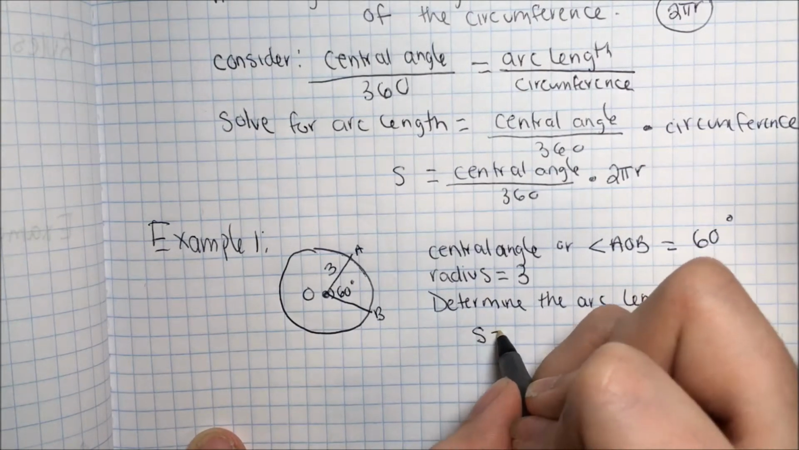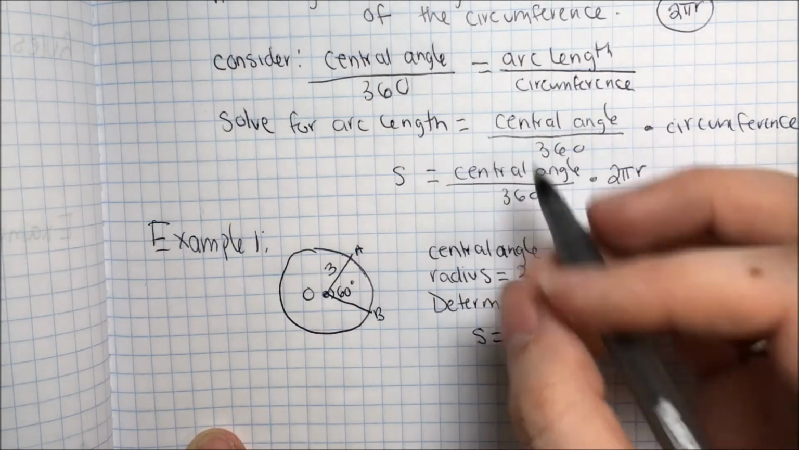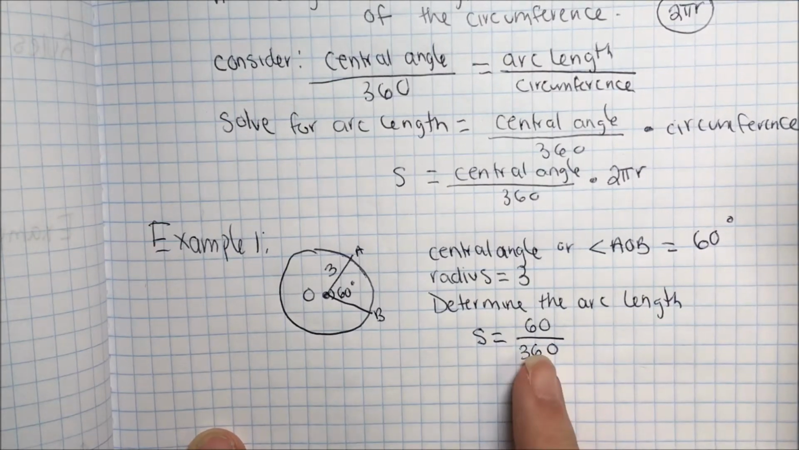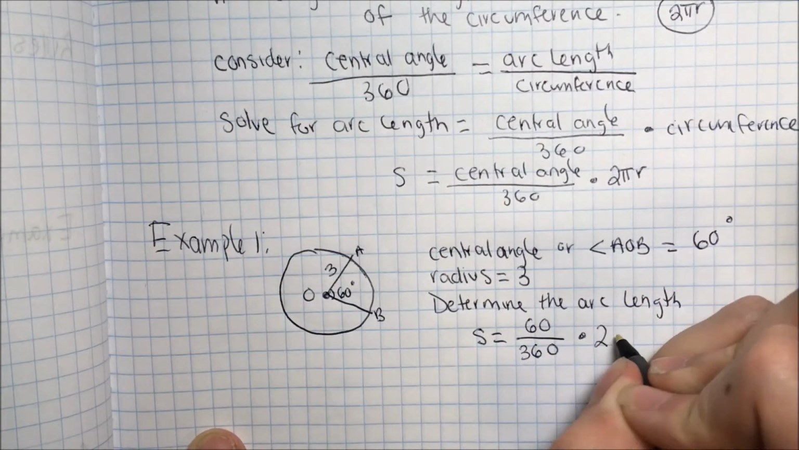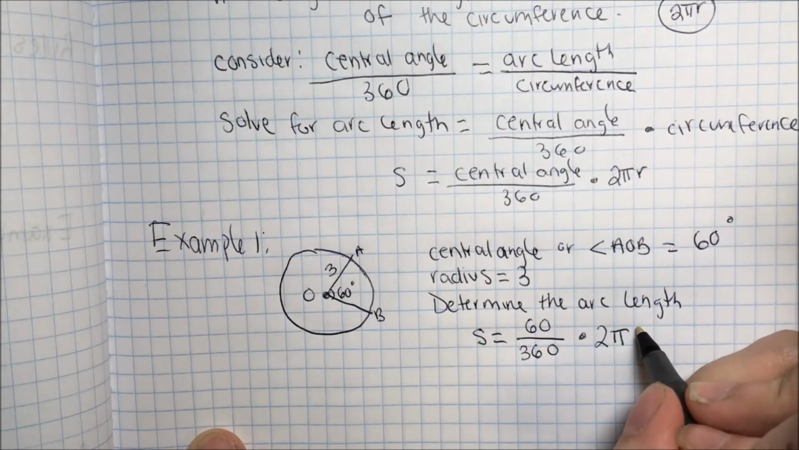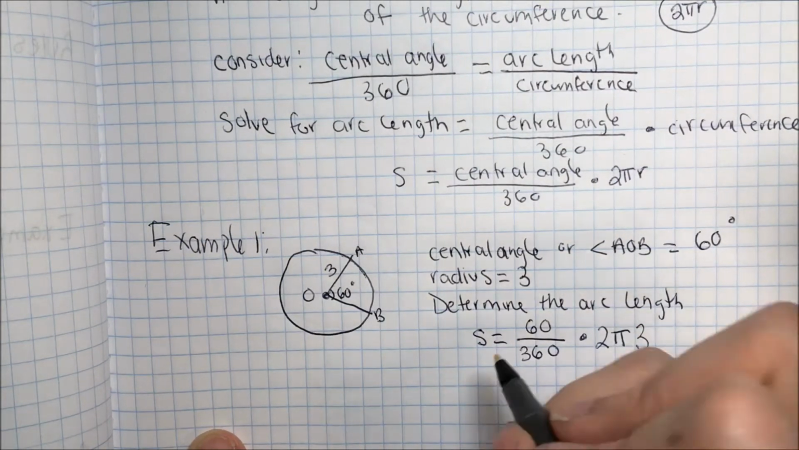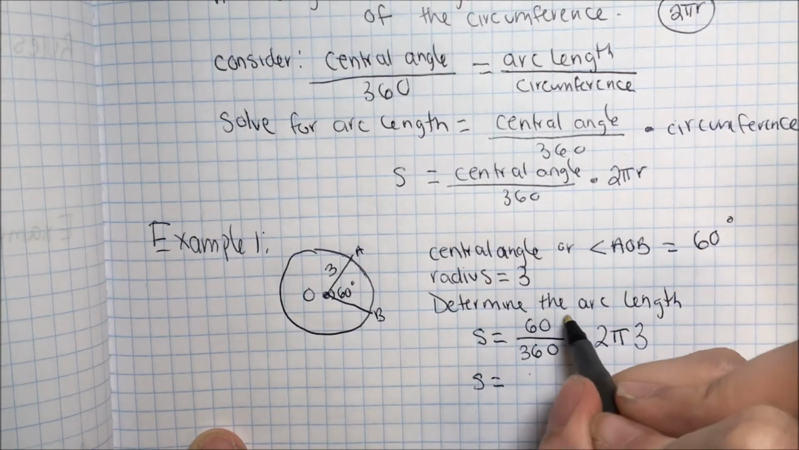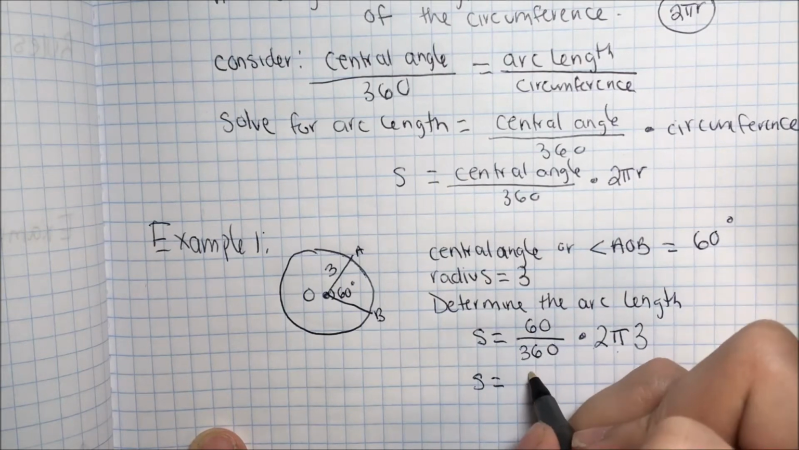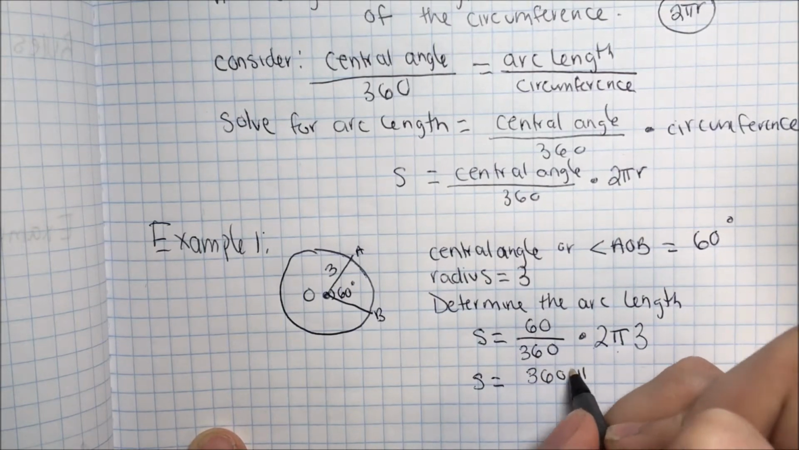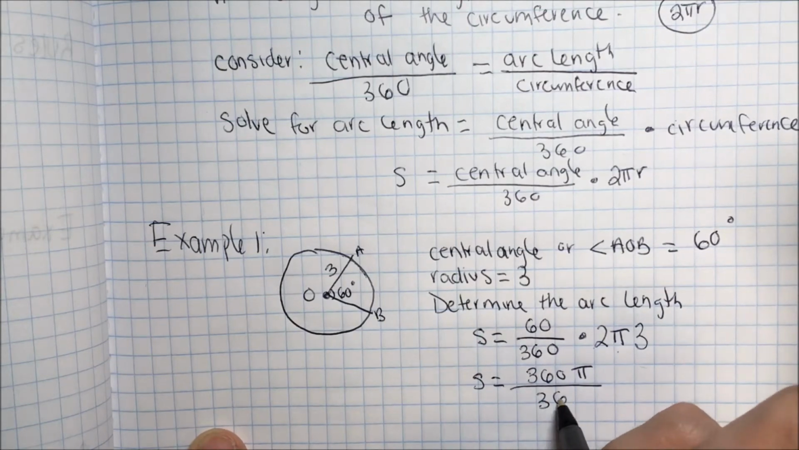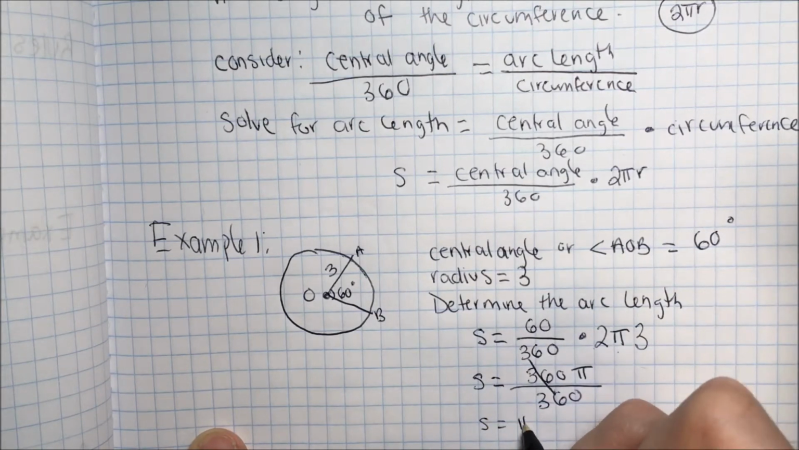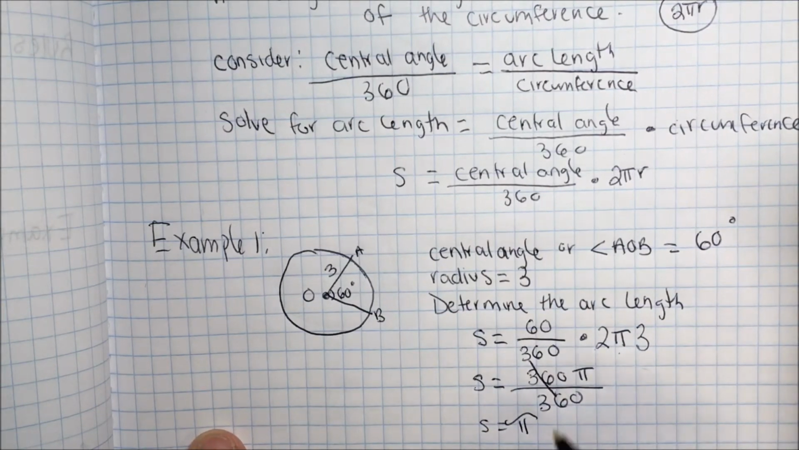we're going to have S, which is our arc length, is equal to our central angle, 60, over 360, times 2 pi, and our radius, which is 3. So we get S equal to, if we do 2 times 3 gives us 6, and then 60 times 6 is going to give us 360 pi over 360. And our 360s cancel out, and we're left with pi. So our arc length is pi.